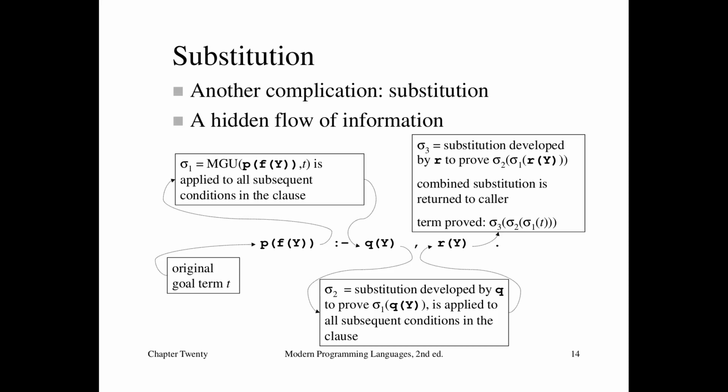So effectively, once we've combined all these substitutions that we return to the caller, it gets down to sigma 3 of sigma 2 of sigma 1 of T being equivalent to sigma 1 of P of f of y of T. And that's essentially what's going on. This is the hidden flow of information, how all these things are being converted such that we can actually acquire a proof or no proof, one of the two.